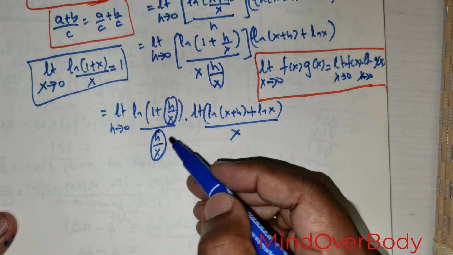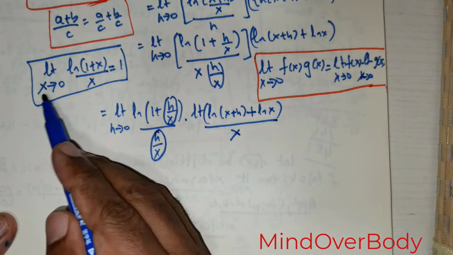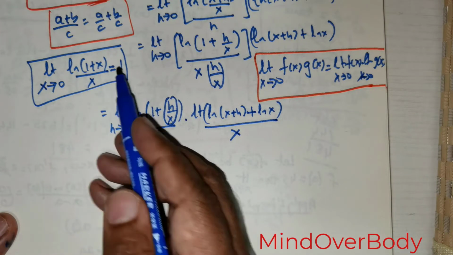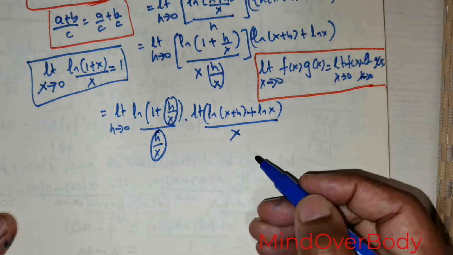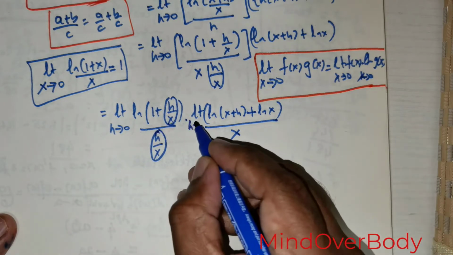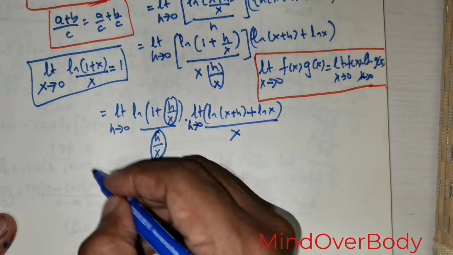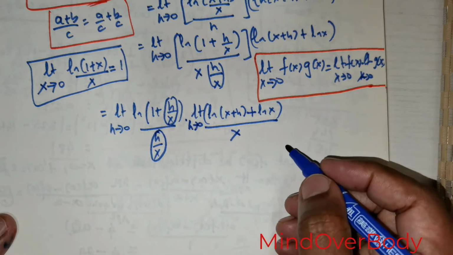Once this quantity is present, I can use limit x tending to 0 of ln of 1 plus x divided by x, which is equal to 1. So this is going to be equal to 1. So of course this is limit h tending to 0. So applying limits, this becomes equal to 1.